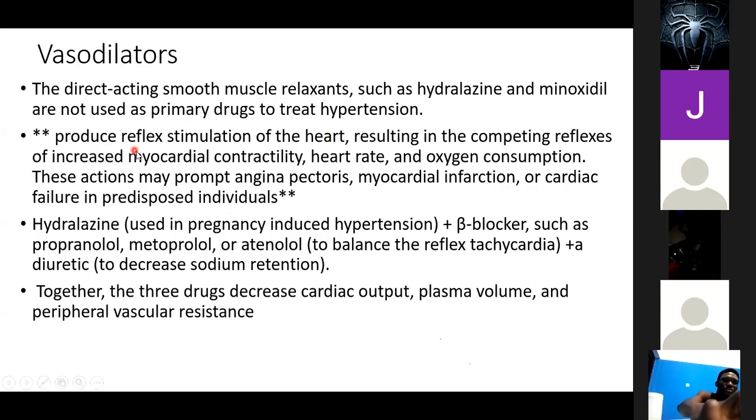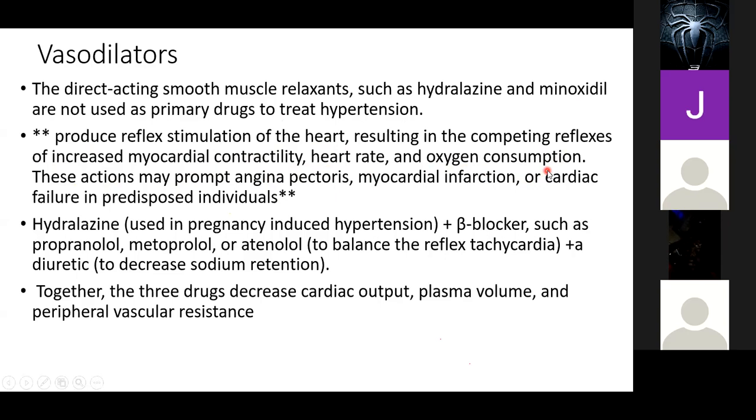Okay, so this produces reflex stimulation of the heart, resulting in competing reflexes of increased myocardial contractility. Here there is an increase in heart rate and oxygen consumption. Please, whenever I say reflex, it means that your body always tries to counter an activity. So if you are sweating, it's because you are doing something which is producing heat, so the body has to produce water to calm down your body temperature. Likewise here, when your blood pressure is low, there is a reflex stimulation of the heart. This increases your heart rate as well as oxygen consumption, and this action may prompt angina pectoris, myocardial infarction, or cardiac failure in predisposed individuals.